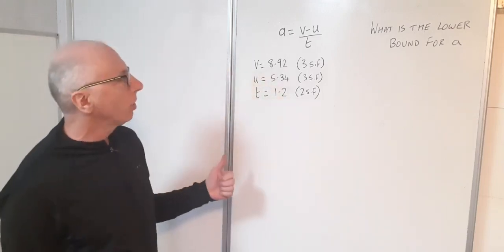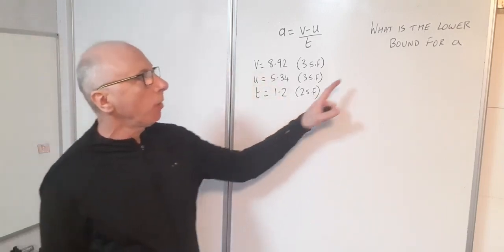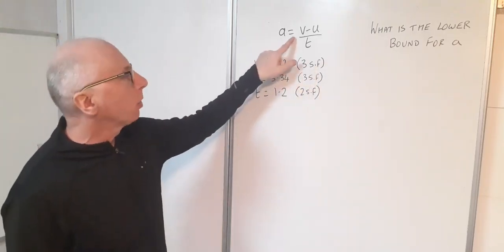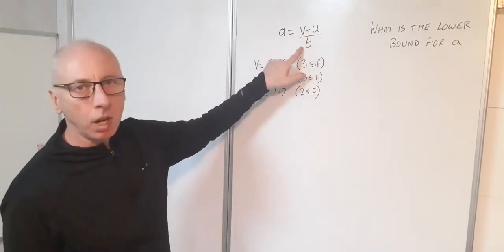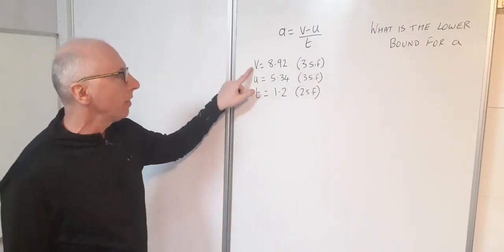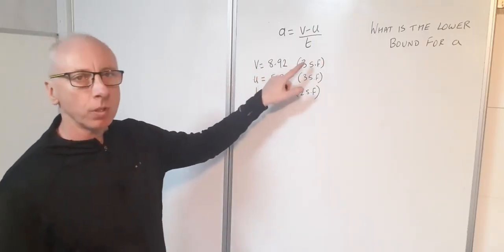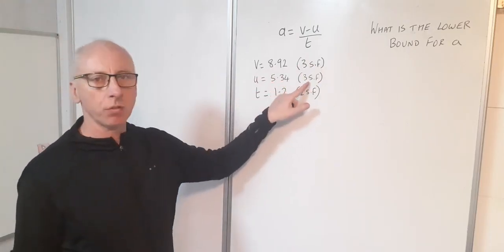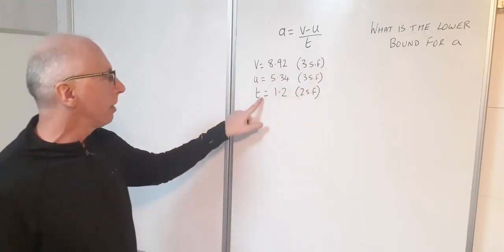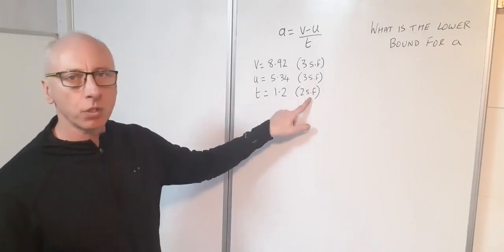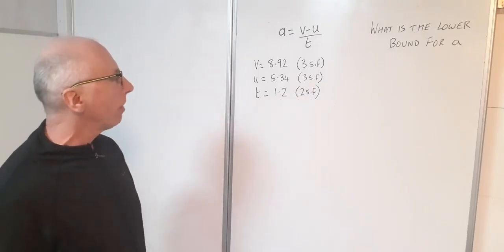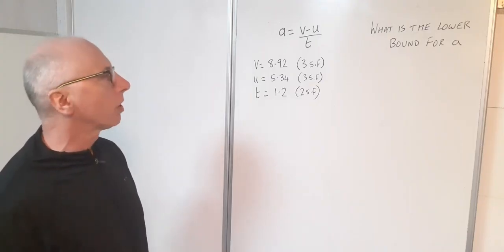Okay, so in this question, what we want to do is work out what the lower bound is for A from this equation. A equals V minus U over T. And we're given that V equals 8.92 to 3 significant figures. U is 5.34 to 3 significant figures. And T equals 1.2 to 2 significant figures. So with that information, what can we deduce?